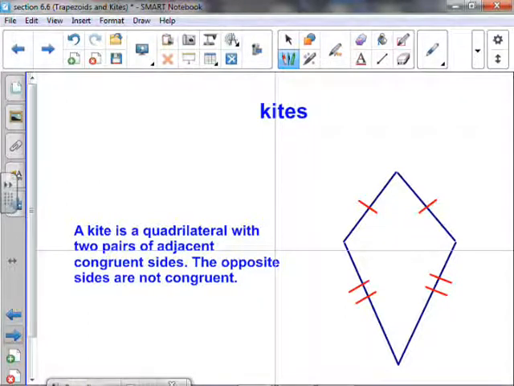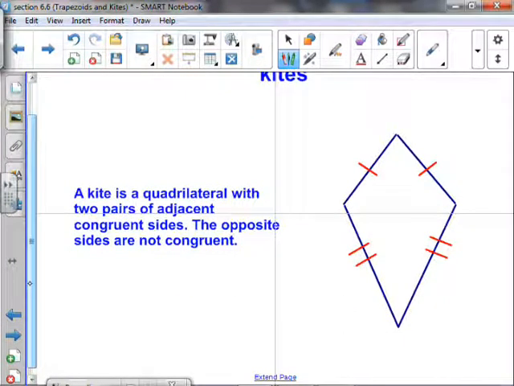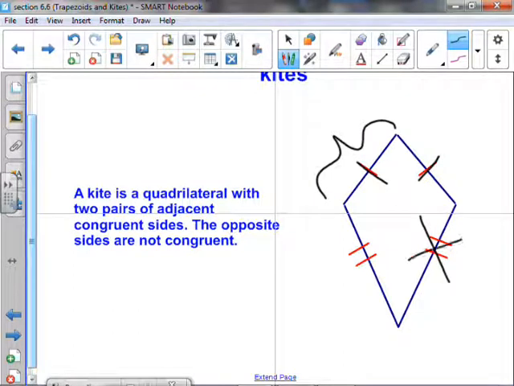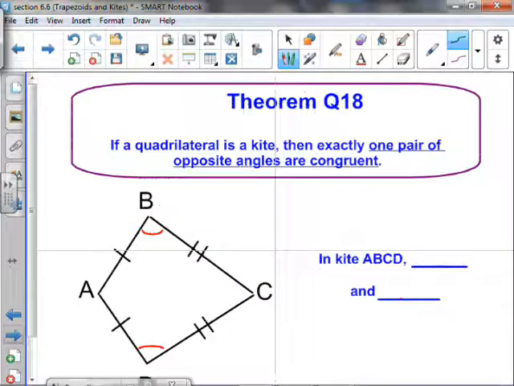A kite is a special kind of quadrilateral with two pairs of adjacent congruent sides, and opposite sides are not congruent. Okay? So it is saying that we have adjacent sides that are congruent, and that this side here cannot be equal to that side over there, and vice versa. Okay? So that's what's special about a kite. There are several interesting theorems that come up from that.